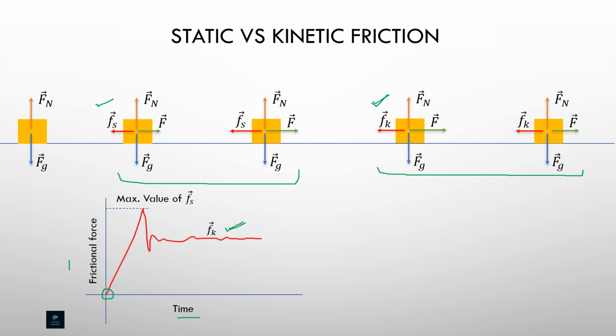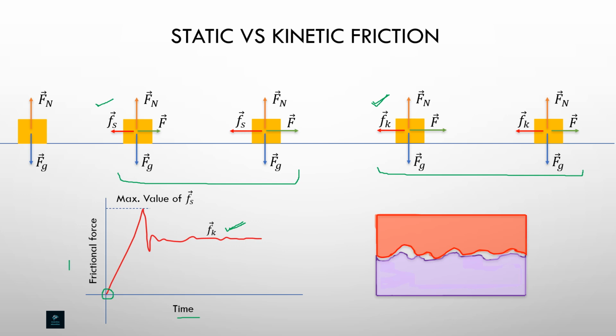Microscopically, what is happening is that at a microscopic level, two surfaces are never flat. They are more like a series of peaks and valleys. When two surfaces are placed together, only the peaks come in contact. The microscopic area of contact is very much less in comparison to the macroscopic area.